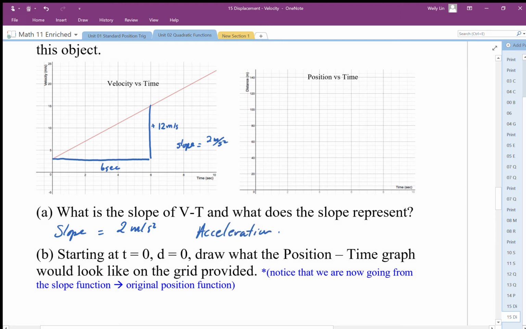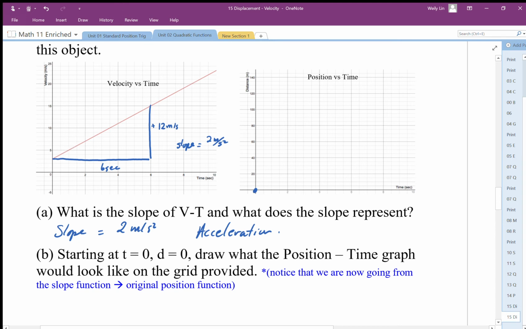Okay, so starting at time equals 0, distance equals 0, so we're going to start at that point. And what would the graph look like? Okay, so we're going from a slope function to a position function. So what would this graph look like? Let's kind of estimate. So let's say we're starting at 3 meters per second.